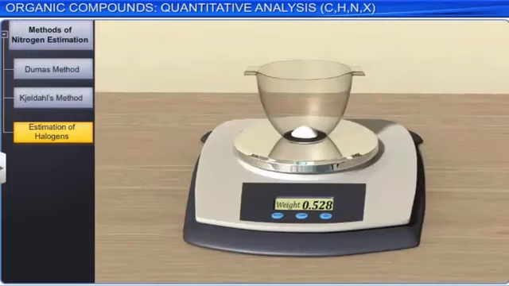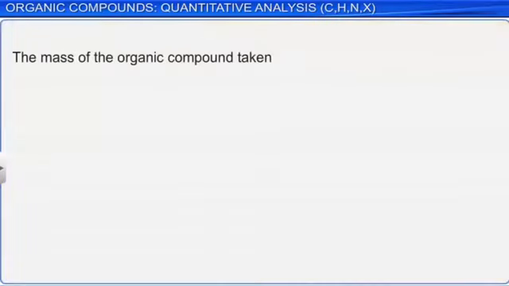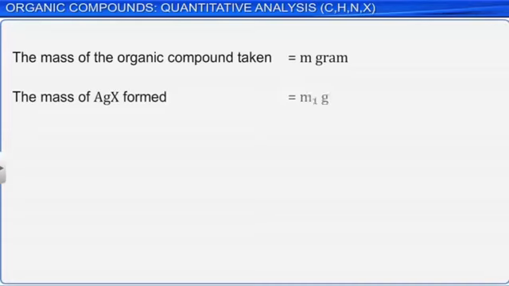Let the mass of the compound taken be m grams and the mass of the silver halide formed be m1 grams. 1 mole of silver halide contains 1 mole of halide.